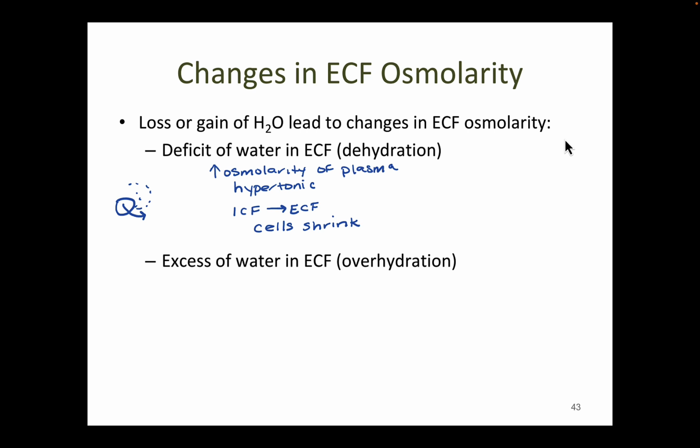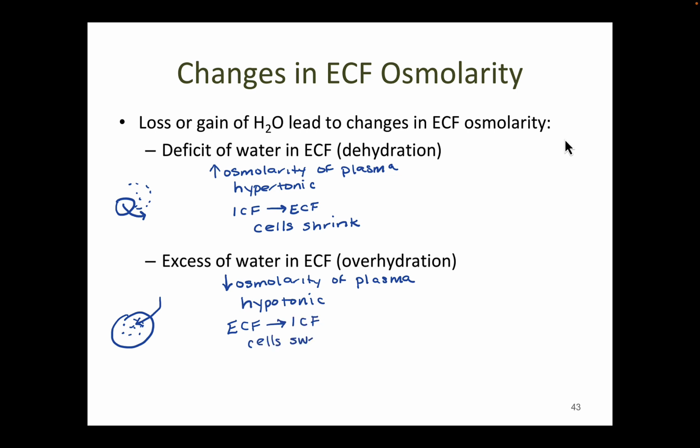What about if we have an excess of water or overhydration? It's possible. Our osmolarity is going to decrease, and we become hypotonic, or less concentrated than what's in the cells. So now here I've got my cells. It's more concentrated inside. Water's going to move to where it's more concentrated. It likes to dilute things. So water will move from the ECF into our cells, and our cells will swell or expand. They may even, in extreme situations, start to burst.